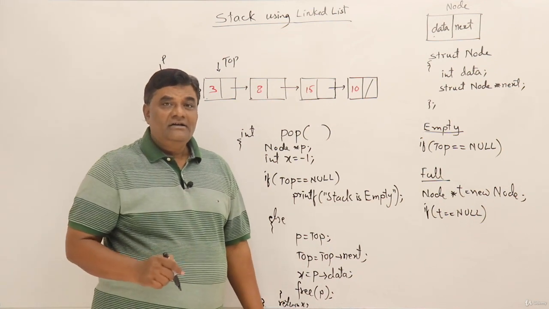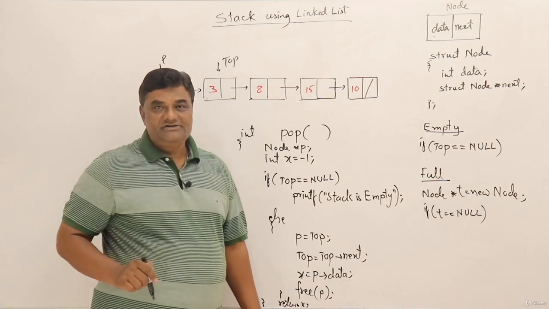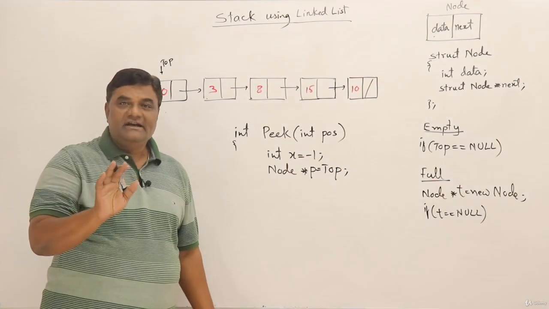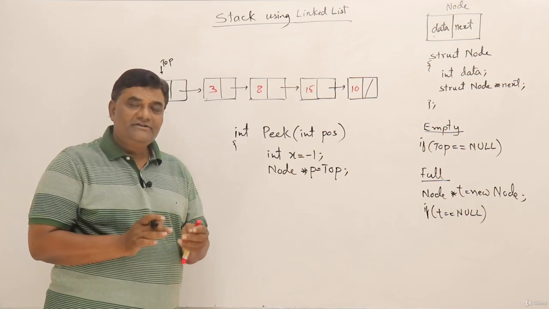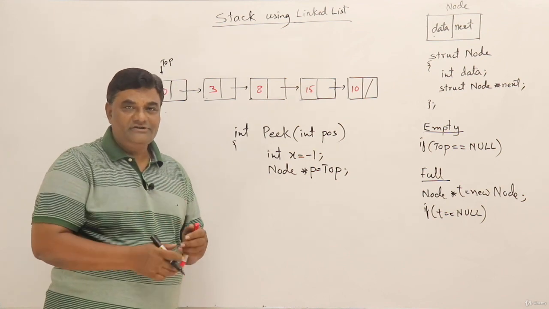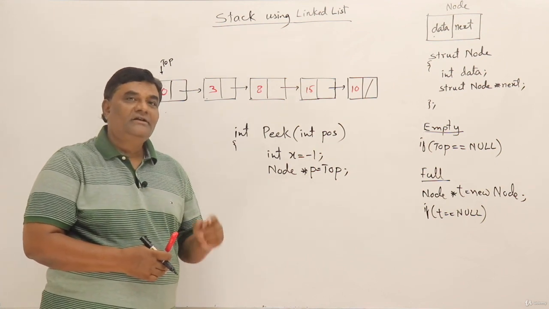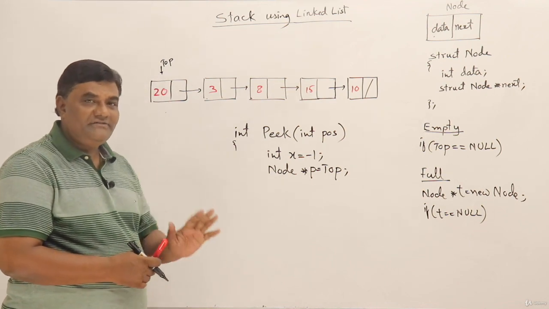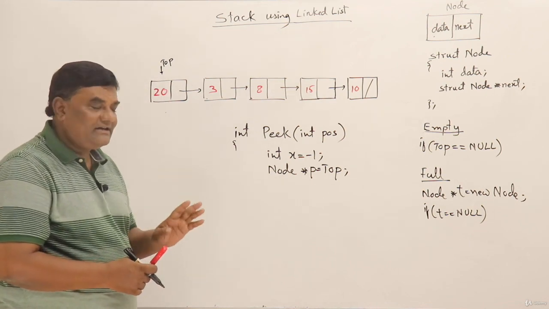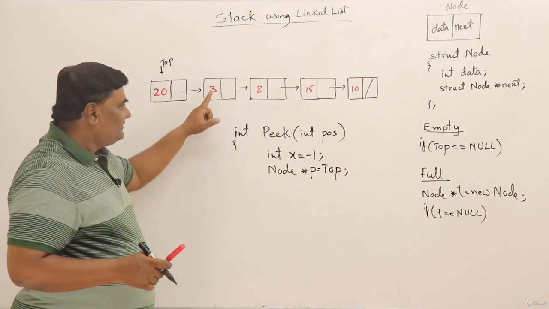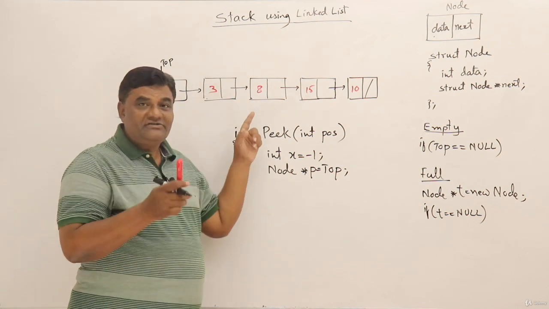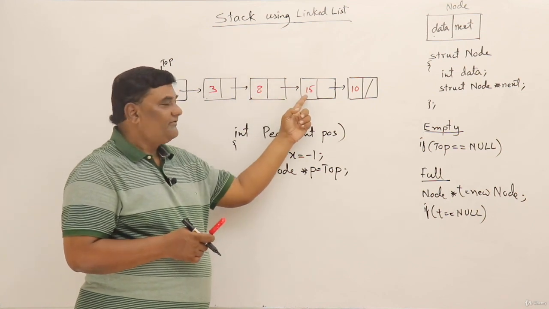Next, let us look at peep or peek operation. Now let us look at peek operation, which takes position and gives you the value at that given position. For example, if position is 1, then what is the value at 1 position in the stack? 20. What is the value at position 2 in the stack? 3. Or position 3, the value is 8. Position 4, value is 15.